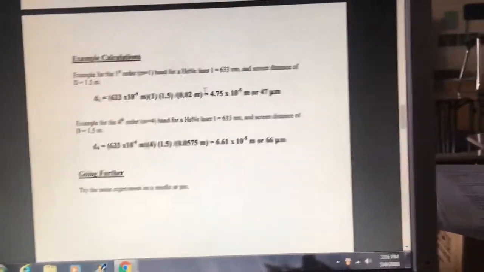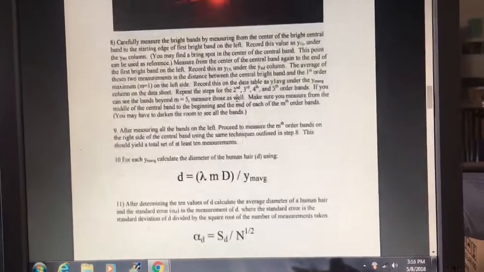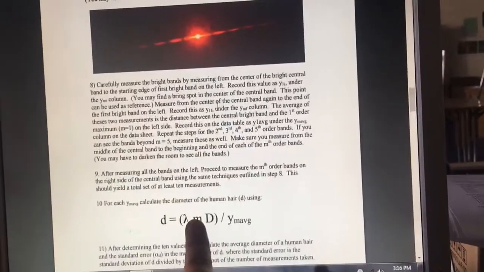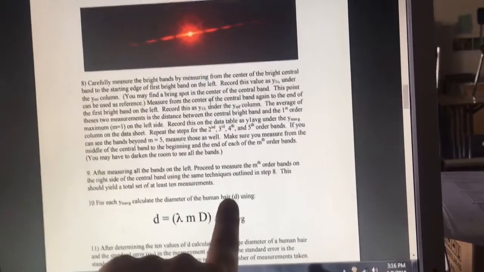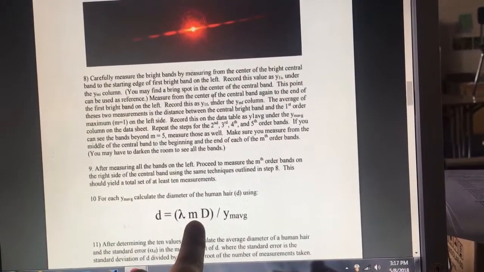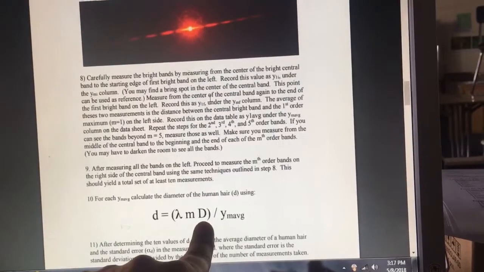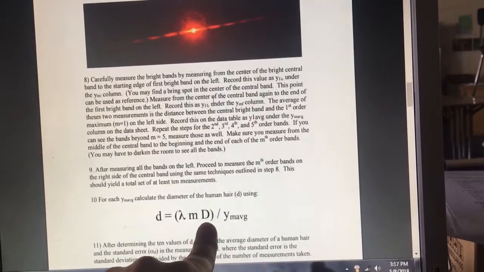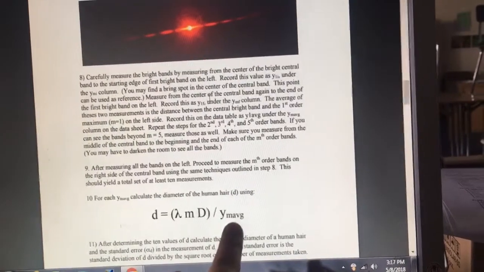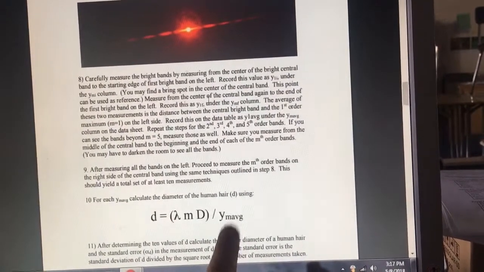I chose to look at the first negative fringe over here. And so here's our equation again. The D stands for the diameter of human hair. This is wavelength. This is the number of the fringe, or M. And this big D is the distance from the hair to the wall. And so that for us is 1 meter. And then this is Y average, which is what we calculate for each one. So here's what I did.